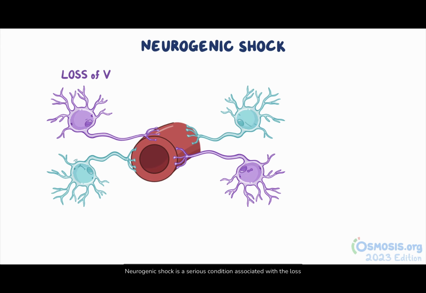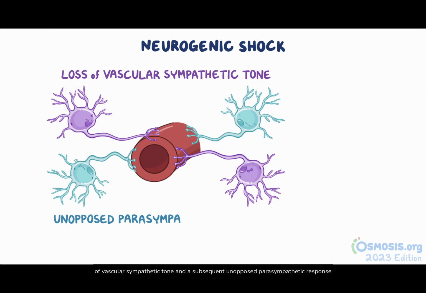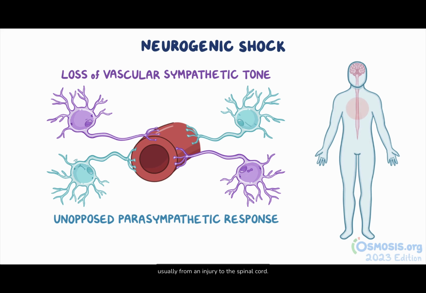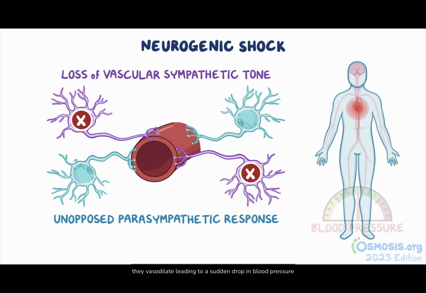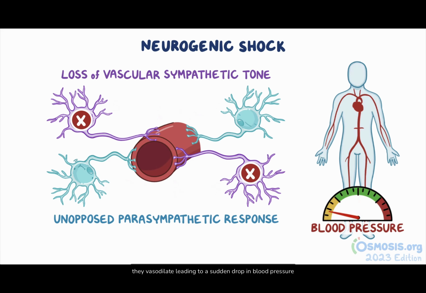Neurogenic shock is a serious condition associated with the loss of vascular sympathetic tone and a subsequent unopposed parasympathetic response, usually from an injury to the spinal cord. When blood vessels lose sympathetic stimulation, they vasodilate, leading to a sudden drop in blood pressure and a sharp decrease in peripheral vascular resistance.